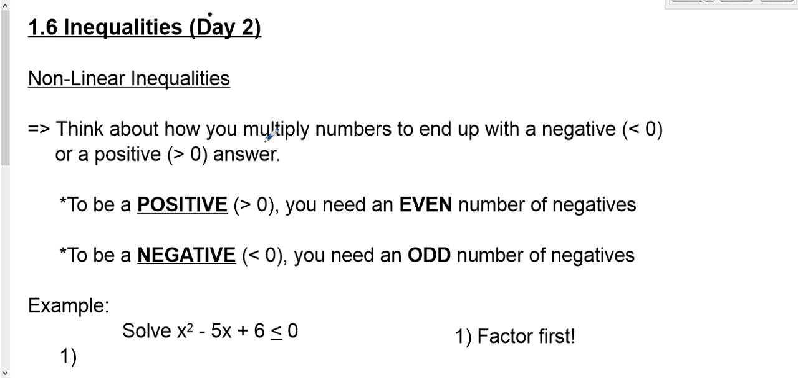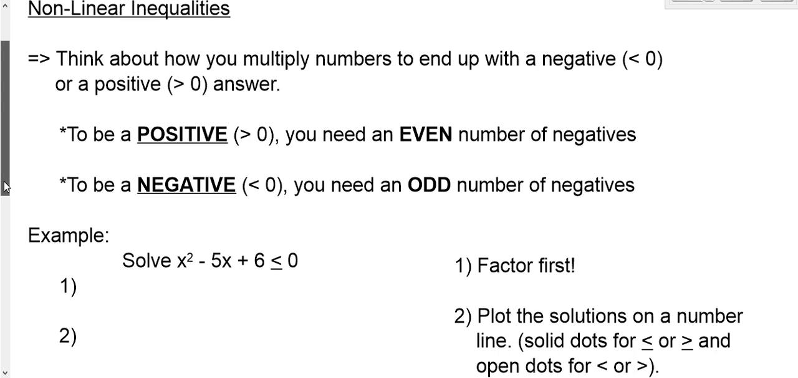So if we think about how we would multiply numbers, because factors are values that are multiplied, if you think about how they would be multiplied to end up with a negative, meaning less than 0, or a positive, being greater than 0, answer. To be positive, you would need an even number of negatives. To be negative, you would need an odd number of negatives. So let's look at this first example.